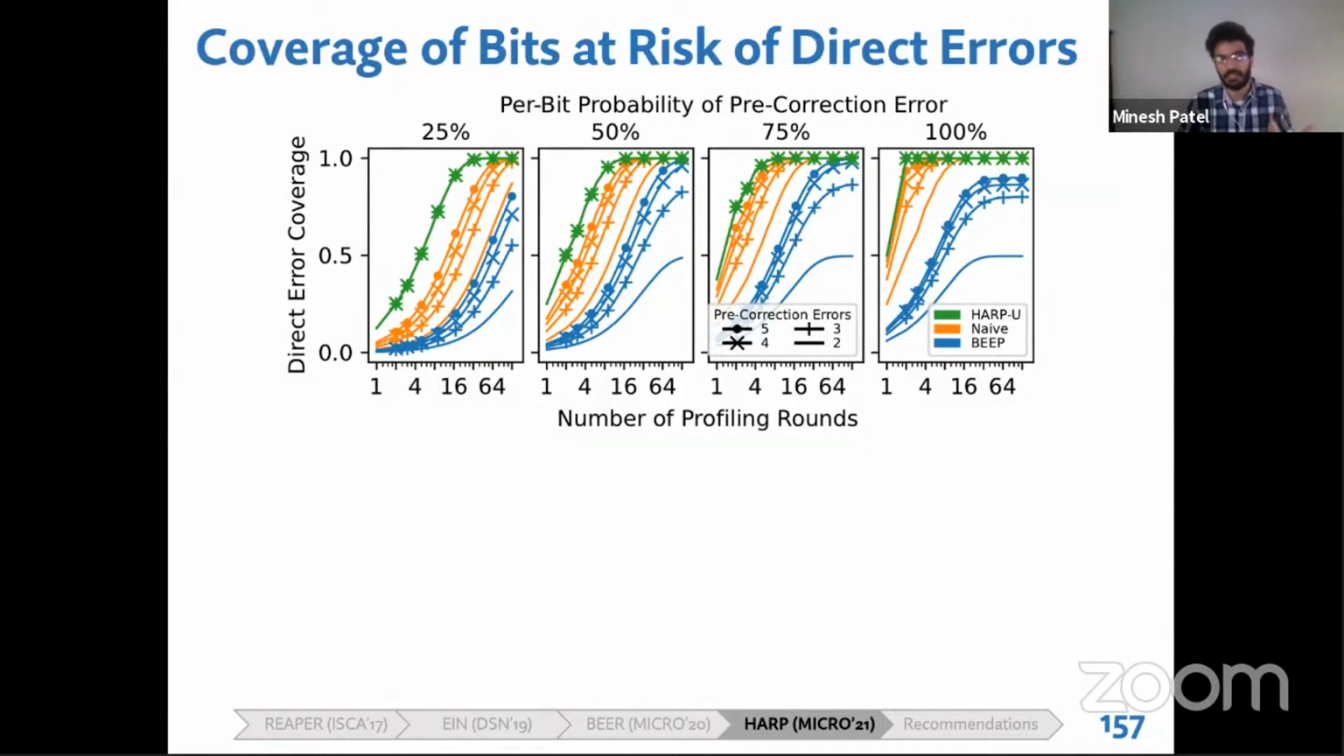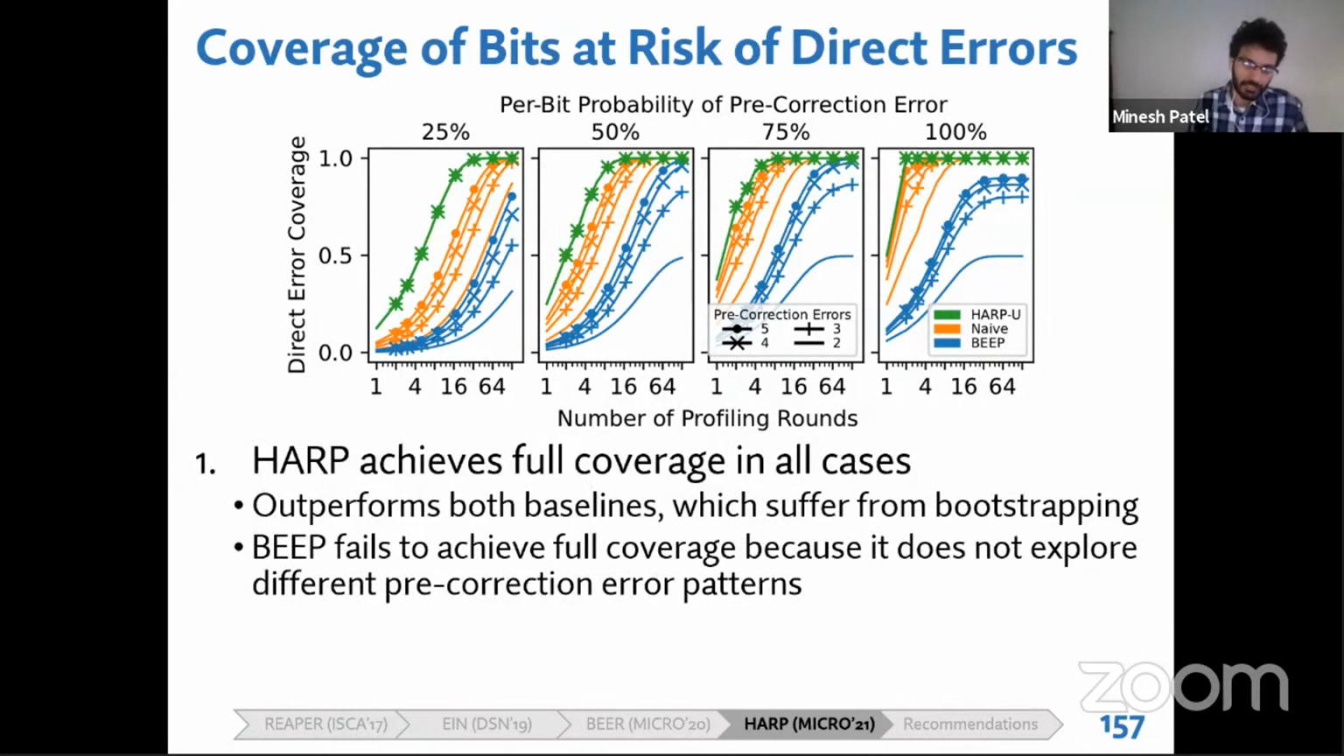And based on this analysis, we're looking at the y-axis, which is the coverage of direct errors that is achieved. And more error coverage is definitely better in this case. So we make several observations from this figure. So first, we observe that HARP achieves full coverage in all cases. And we see this as the HARP line quickly achieving a direct error coverage of 1.0, regardless of the different configurations that we use. This is in contrast to the baseline mechanisms.